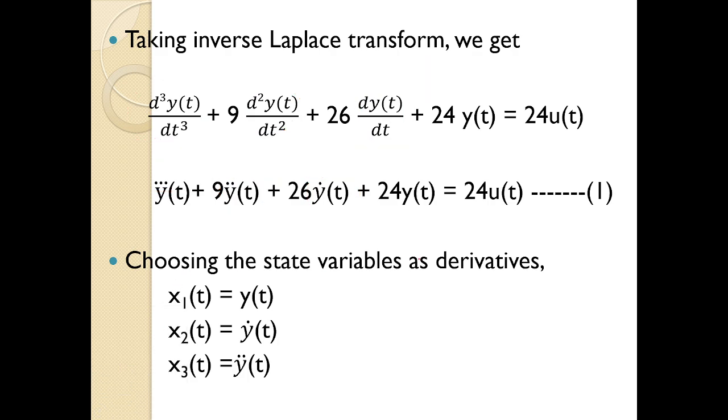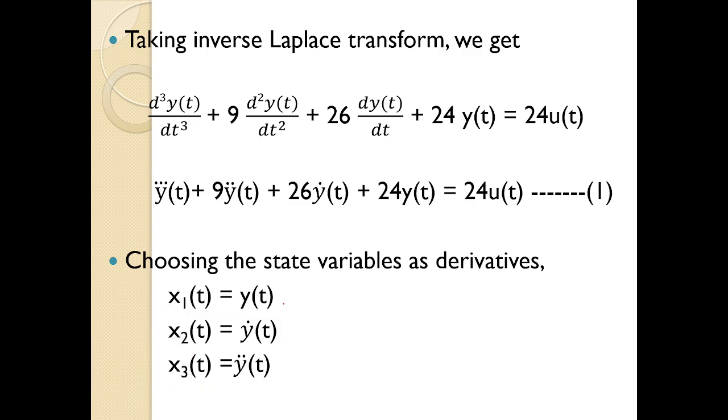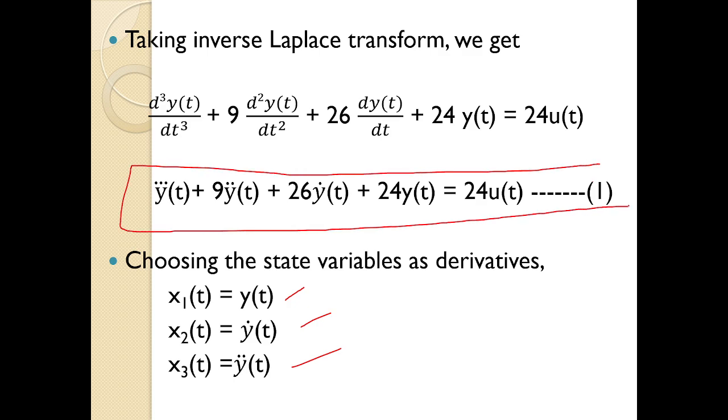Now choose the state variables as derivatives. Let us consider x1(t) is y(t), x2(t) is y dot(t), x3(t) is y double dot(t). Okay, x1(t) is y(t), x2(t) is y dot(t), x3(t) is y double dot(t). Now this expression is equation 1. We have to replace these y derivatives with the state variables.